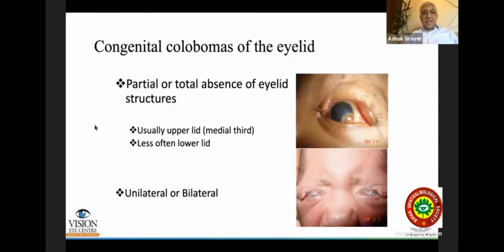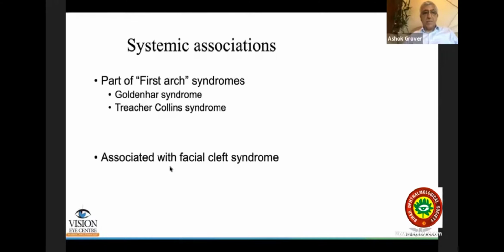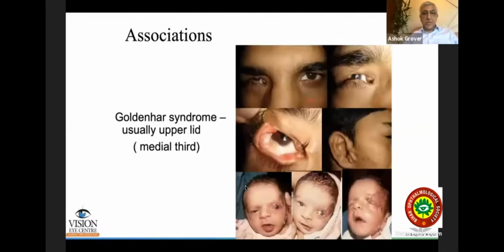This implies a partial or total absence of eyelid structures. Most often in the upper lid, almost 2/3 of the cases in our series being upper lid cases, and 1/3 being the lower lid. These may be unilateral, more commonly, or bilateral, less common. The systemic associations which constitute a part of this are the first arch syndromes, we'll talk about them later, and the facial cleft syndromes.